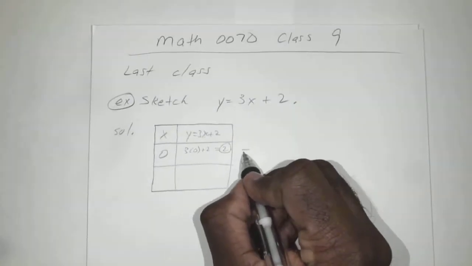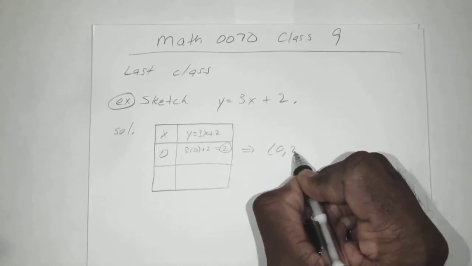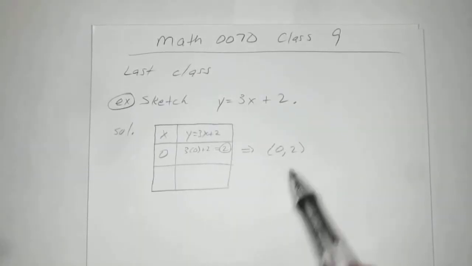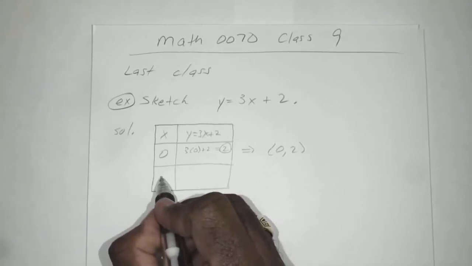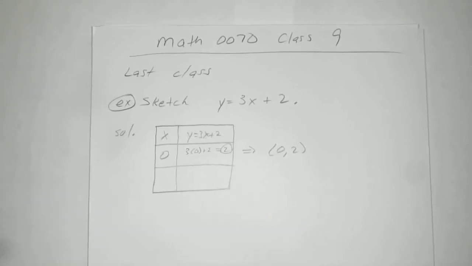Okay, so that gives you the ordered pair 0, 2. When x is 0, y is 2. Okay, so let's pick another one. You can pick -1, 1. Doesn't really matter.